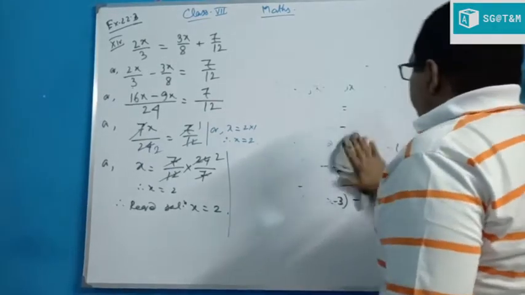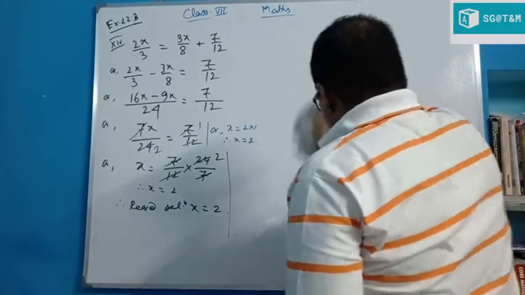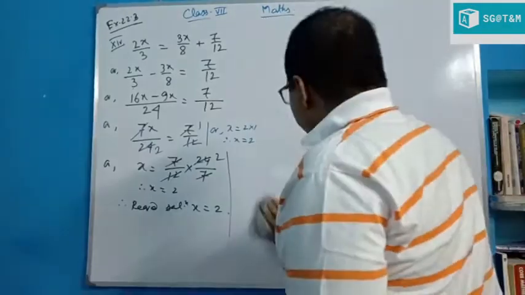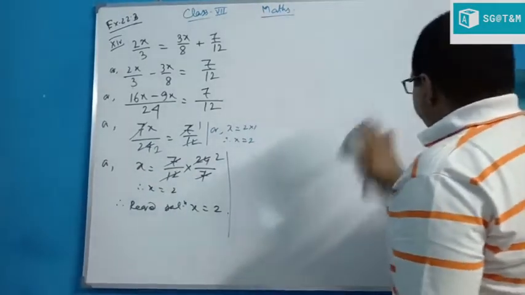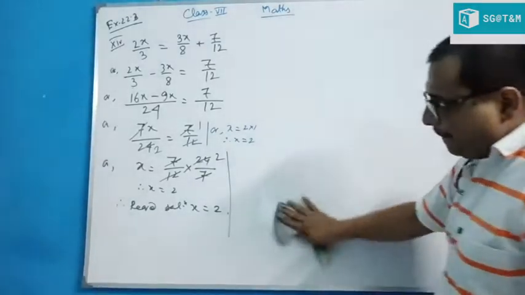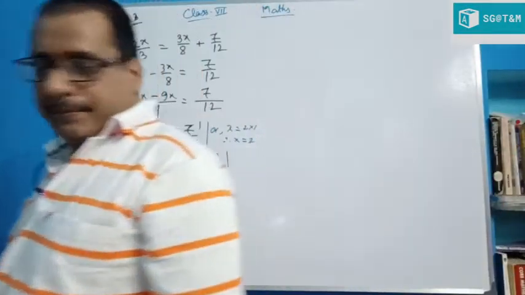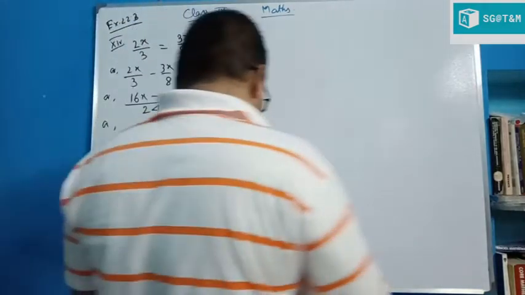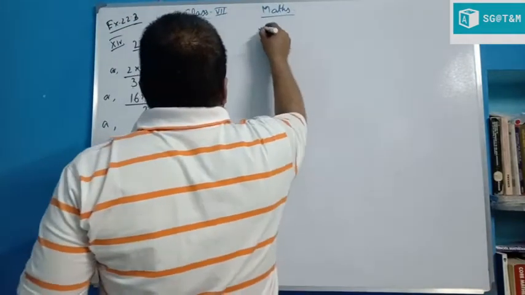After that, there is another bigger problem. Next, sum number 15. Sum number 15.